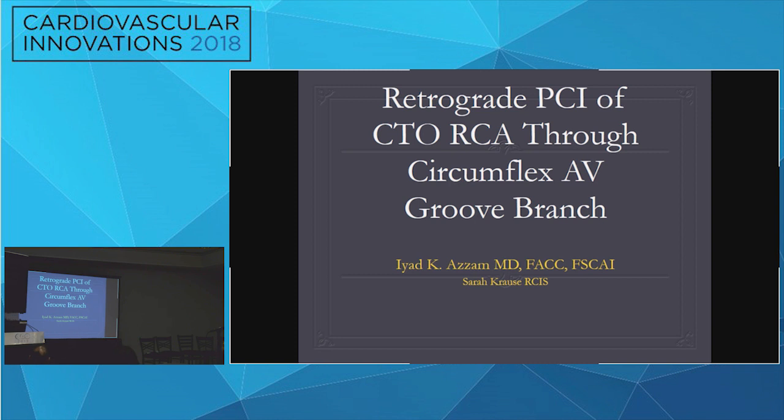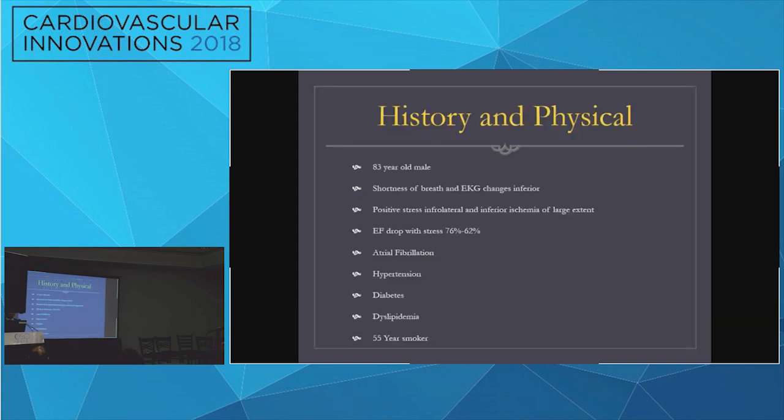I practice in Nebraska. So I'm presenting a patient with retrograde PCI of chronic total occlusion of the right coronary artery using AV groove of the left circumflex artery. So this is an 83-year-old gentleman with hypertension, diabetes, and dyslipidemia. He's known to have coronary artery disease. He presented several months ago with shortness of breath and some EKG changes. So he was taken to the Cath lab at that time and was found to have severe LAD disease, bifurcation disease, diag, and chronic total occlusion of the right coronary artery.